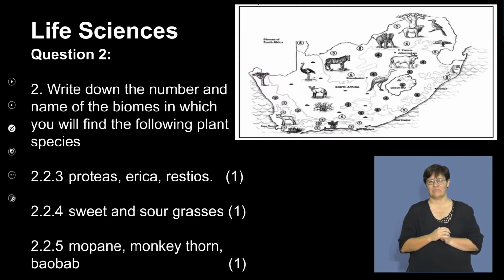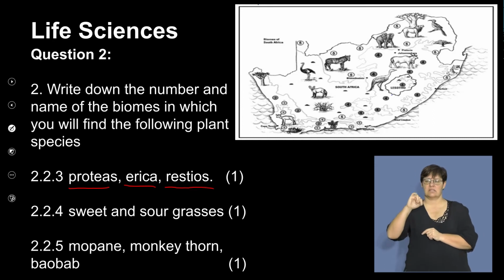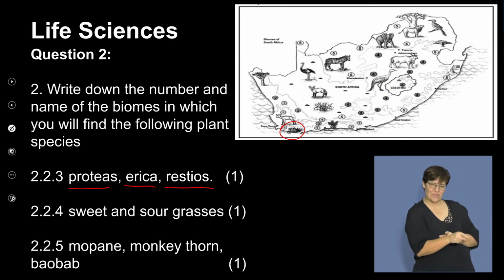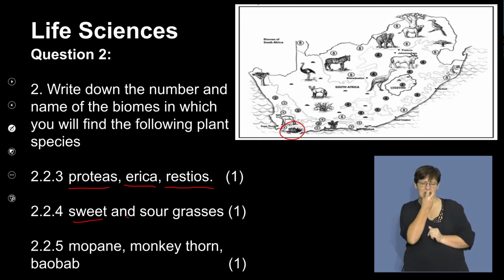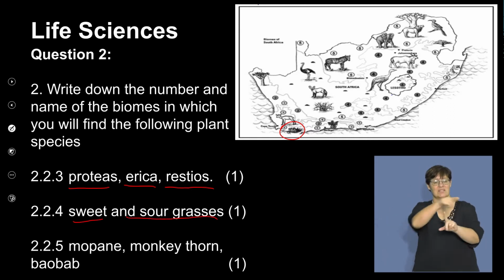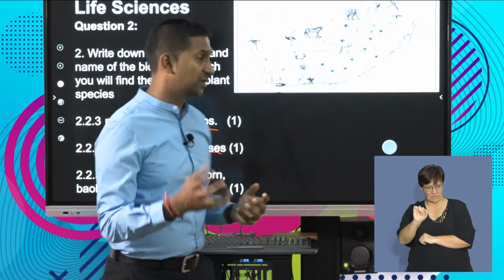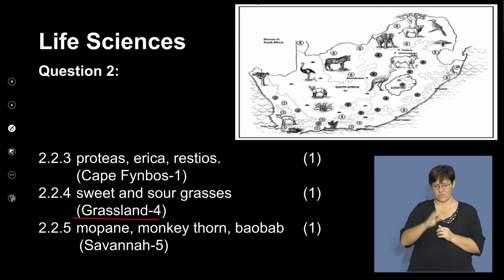Okay, we move on to the next bit where we expect to do the same. But plants or areas in biomes that have proteas, ericas, and your restios. So again, here on the map, clearly seeing an area which has the proteas. So that would be your fynbos, and that's in area 1. Sweet and sour grasses, again, this would be in areas that have a predominance of types of grass that are unique in those areas. And if we look at that, again, that's in your grassland in area number 4.